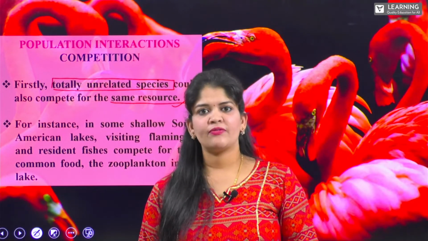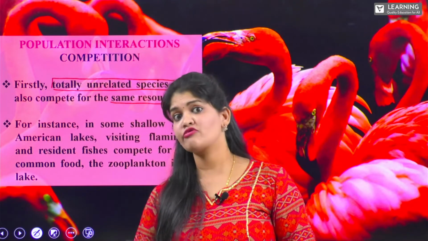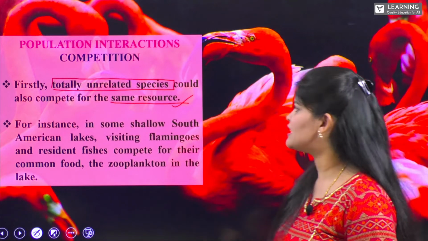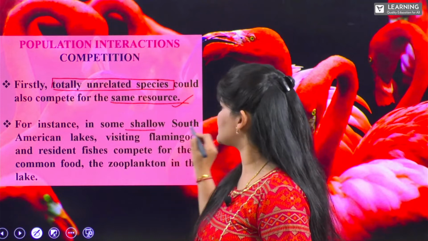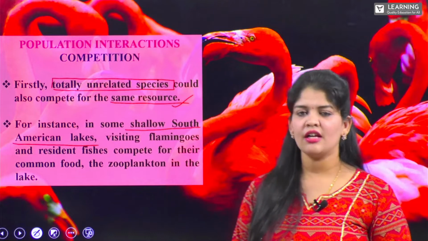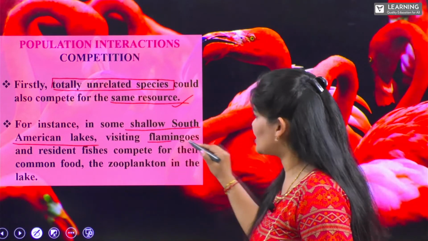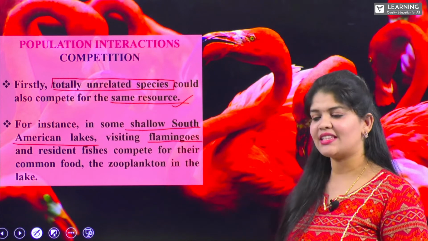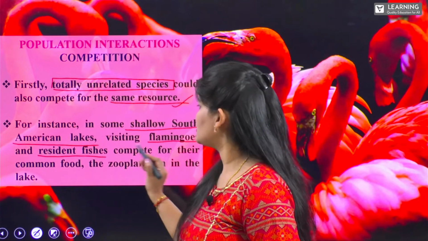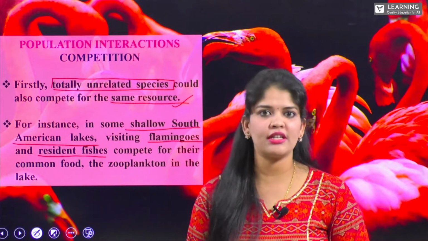It's always believed that competition exists between two closely related species, but that is not true. Even unrelated species compete for the available resources. For example, in some shallow South American lakes, visiting flamingos, which are not native to that place, and resident fishes, that means those residing there, are very unrelated. They are not closely related species, right?